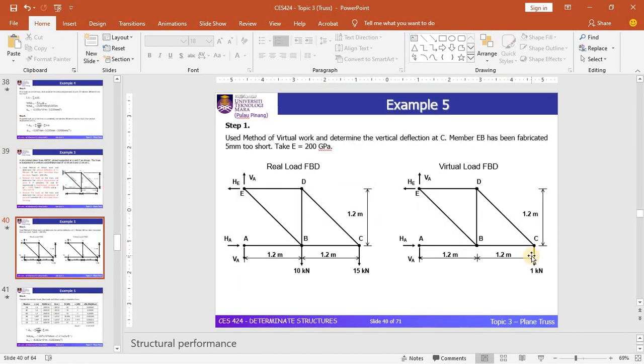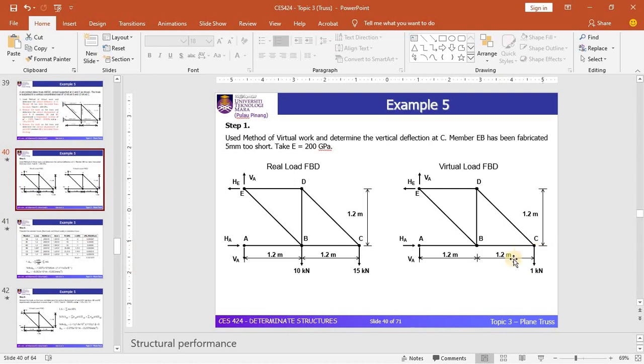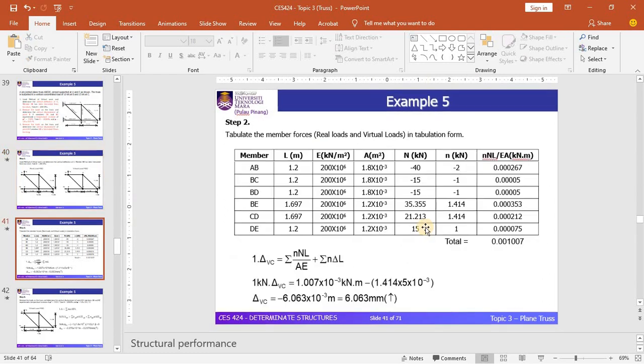So you need to apply 1 unit load at the joint C. Then you can calculate all the internal forces based on the virtual load diagram, as what you have done for the real load diagram. Once we have determined all the internal forces for both of these diagrams, you can tabulate all the values of internal forces in a member as you can see in this table.